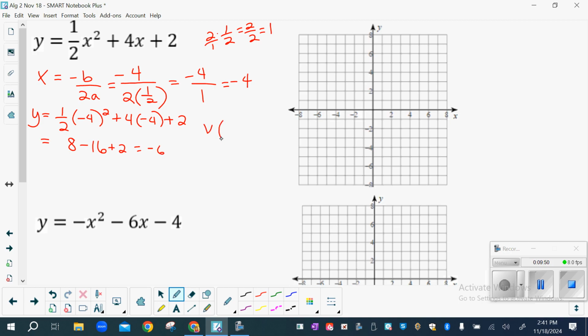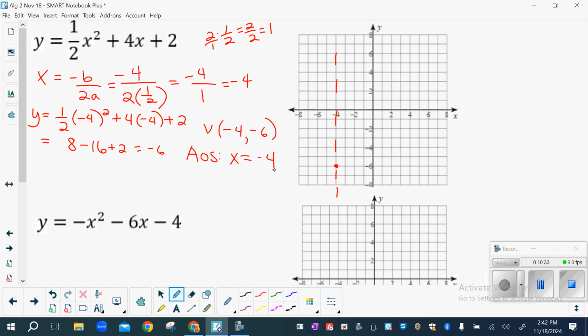So our vertex has an x value of -4 and a y value of -6. So -4, -6. And then we get a line of symmetry. What is our equation for our axis of symmetry? And then we need to have something in front of that for an equation. X equals -4. Good. So x equals -4 is our axis of symmetry.